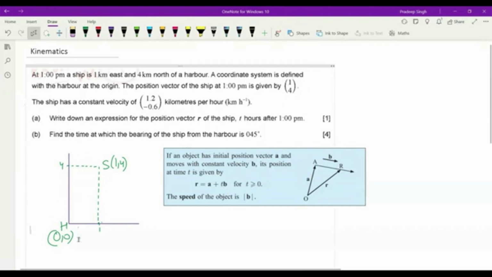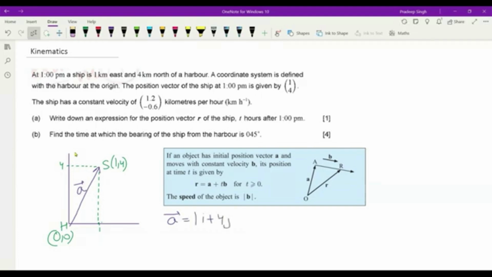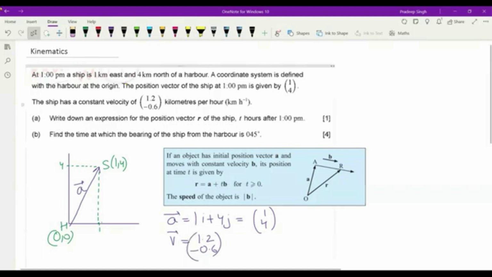And you can see the diagram on the left where the harbor is at the origin and the ship is at (1, 4). So by definition, if I connect the harbor origin with the ship, this HS will be the position vector initially. That is A vector. So let's write down A vector can be written as 1i plus 4j, or in the column notation, we can write like (1, 4). The velocity vector they have given already. So the velocity vector is (1.2, -0.6). This is the B which we require for this expression.